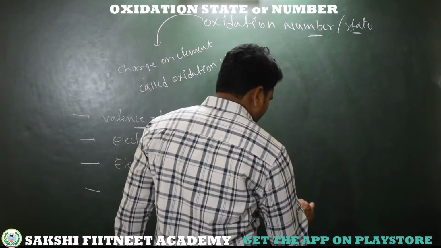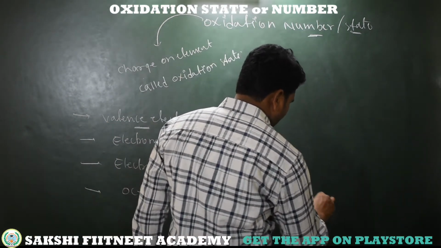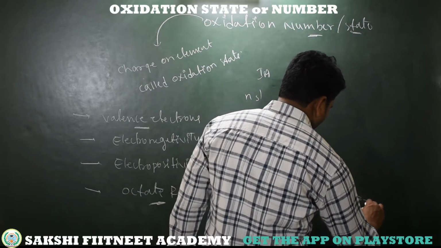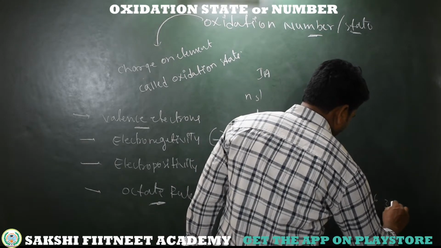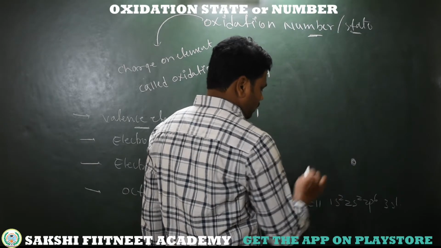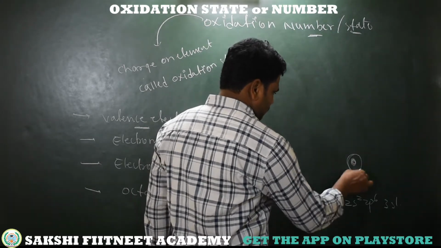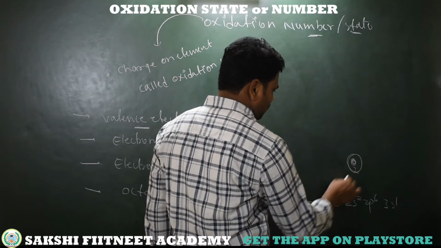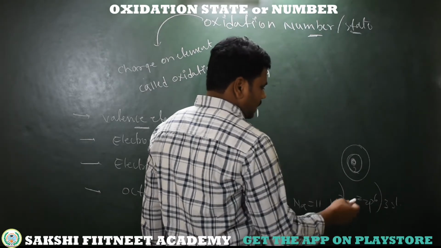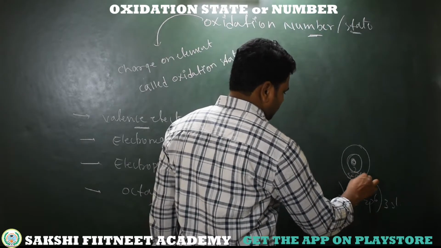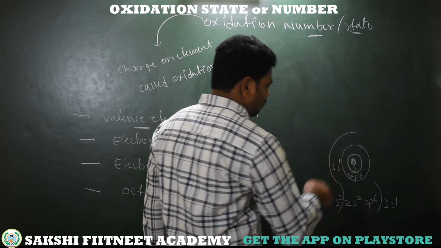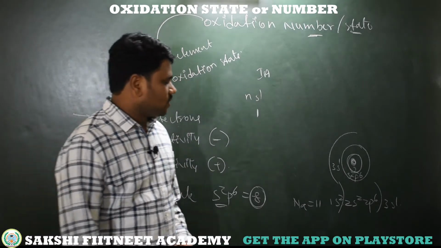Example, here I am taking sodium. Sodium's atomic number is 11. What is its electron configuration? It's 1s2, 2s2, 2p6, 3s1. See here, these are the nucleus of the sodium atom. The first shell has 2 electrons in the s orbital. The second shell has 2 plus 6, 8 electrons as 2s2, 2p6. And the third shell has only 1 electron as 3s1.